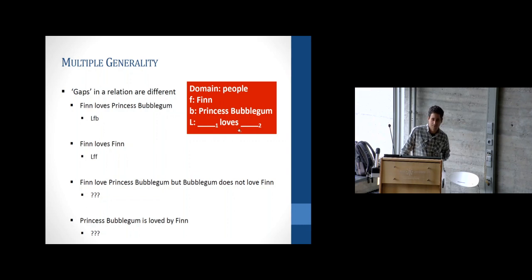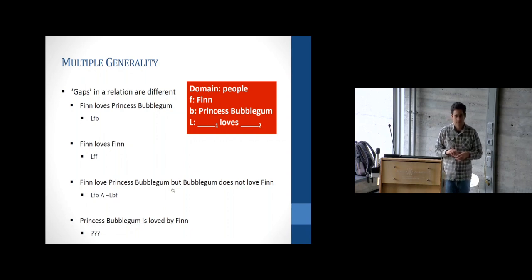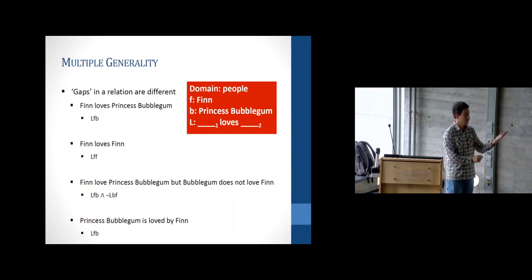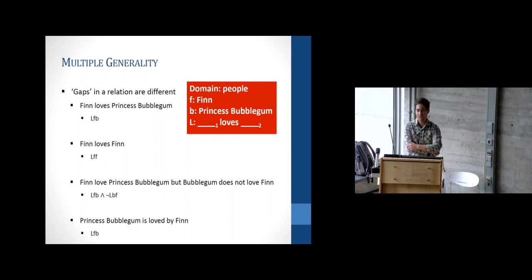Finn loves Princess Bubblegum, but Bubblegum does not love Finn. What is the main connective? Conjunction. Finn loves Princess Bubblegum, that's the same as the first one, L, F, B, and it's not true that L, B, F. The only thing that changes in the conjuncts is the ordering, but the ordering matters. Princess Bubblegum is loved by Finn. How would you write that down? What comes first, F or B? F. It's L, F, B, because it has the same meaning as Finn loves Princess Bubblegum.